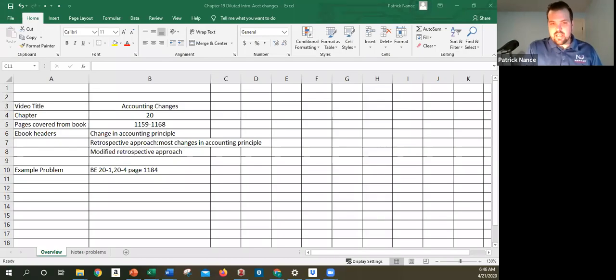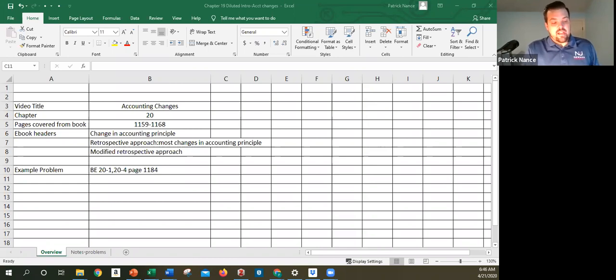Okay, this is Intermediate Accounting 2, Chapter 20, Lecture number 1, where we're going to talk about accounting changes. We're also going to talk in this chapter about error corrections. And there's different categories these all fall into on page, well, really 1159, but really it starts on page 1160.